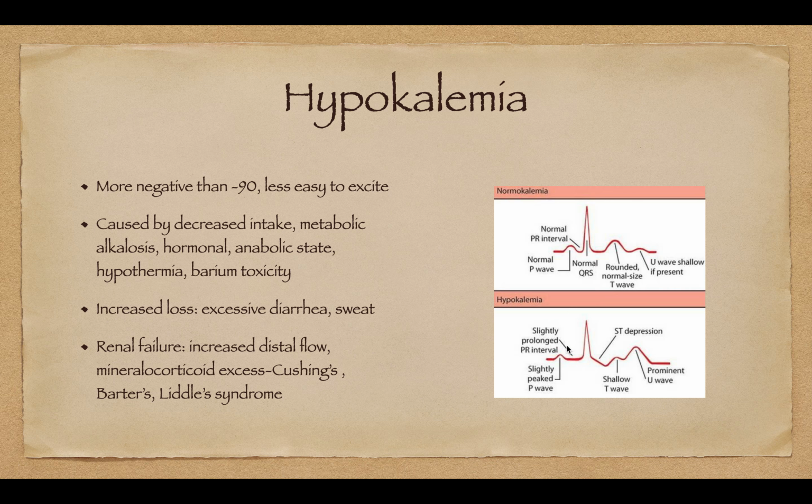So in hypokalemia, there's going to be a slightly peaked P wave and a slightly prolonged PR interval. On the other hand, it's going to have an ST depression and a shallow T wave, and a very prominent U wave compared to a small U wave here and a larger T wave here. So if you're suspecting hypokalemia, don't look at the PR complex. That would lead you to hyperkalemia, where you look more at the T and U waves.